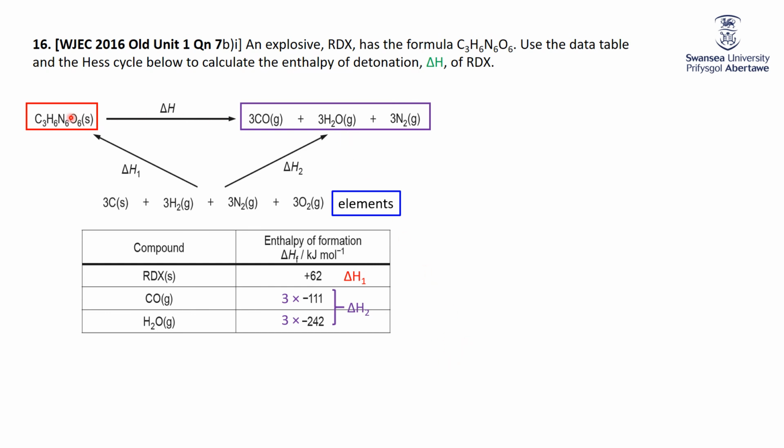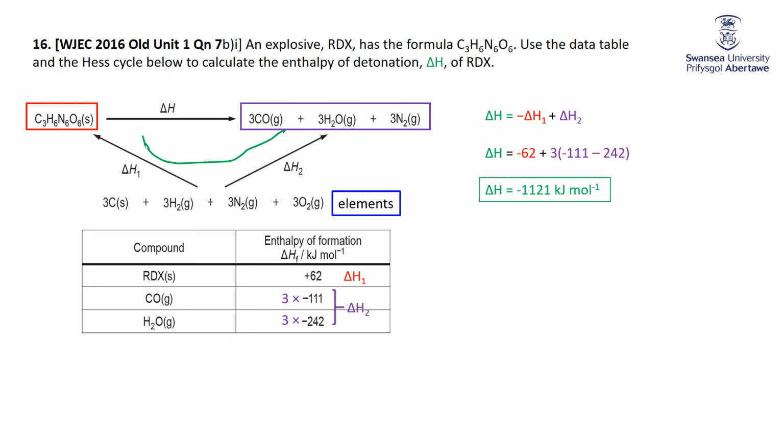So put it all together, go directly, we get delta H. Go indirectly, we can have the same effect. Thus delta H is minus delta H1, because we're going backwards there, plus delta H2. Throw in the values, minus delta H1 is minus 62, and then we got 3 times minus 110, 3 times minus 242, and we have delta H of this reaction, rather big, minus 1100 kilojoules per mole.